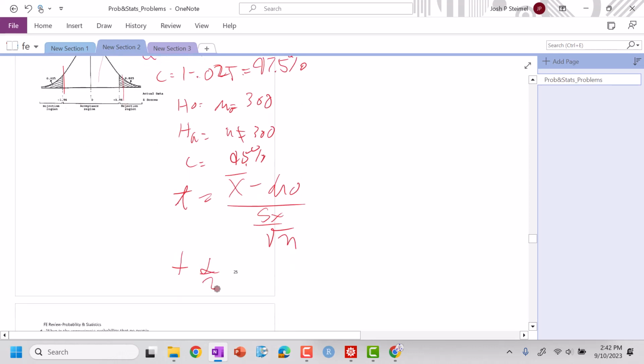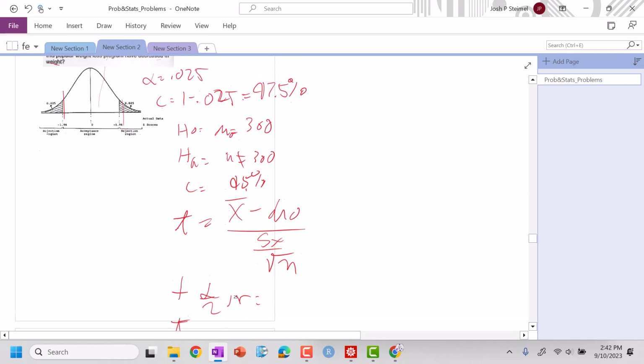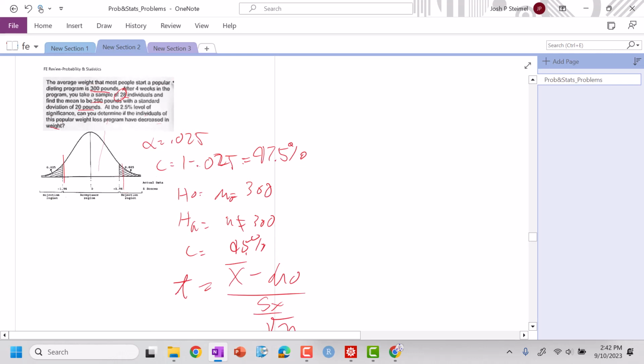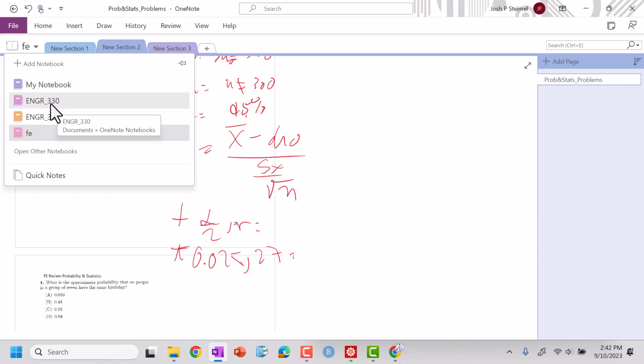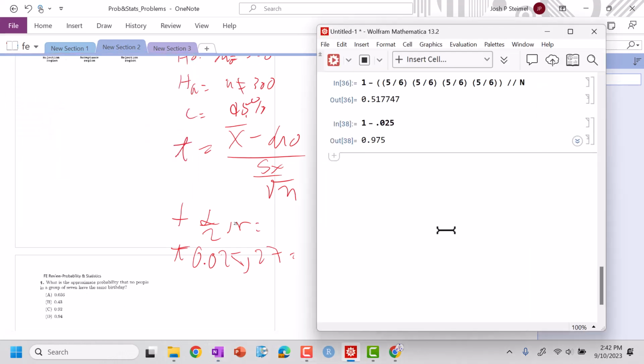Our t alpha over 2, nu, is going to be equal to t of alpha, which is 0.025. Nu is going to be 27. We can look that up in a table, and then we can see if we exceed that value. Well, first let's find our t-value. So our x bar is 290 minus 300, divided by 20 divided by square root of 28.